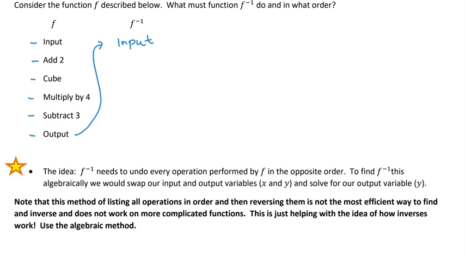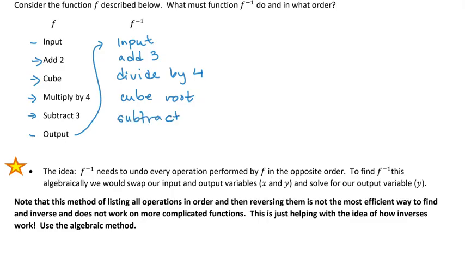So the output of the function is the input of its inverse. We then need to undo subtracting 3, so we will add 3. And then we need to undo multiplication by 4, so we would divide by 4. And then we need to undo cubing, so we would take a cube root. We need to undo adding 2, so we would subtract 2. And then we end up with our output, which should match up with the input of the original function. So the input of the original function should match up with the output of the inverse and vice versa.